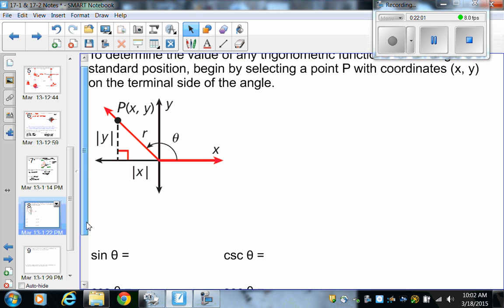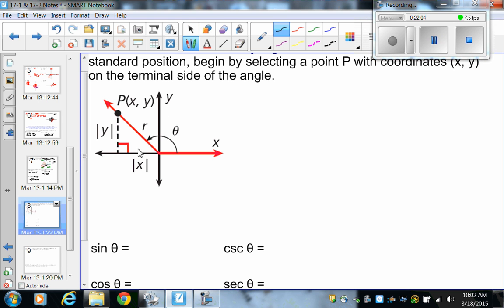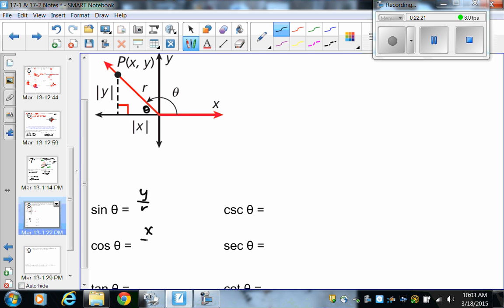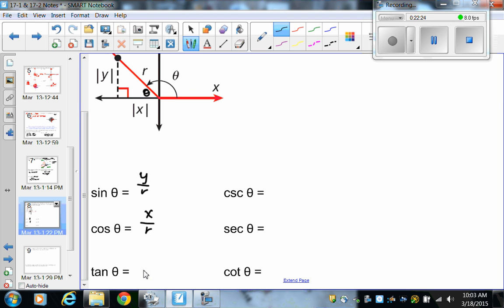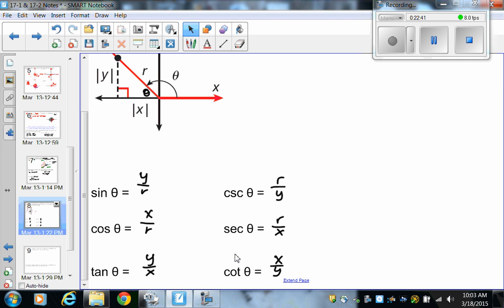So if I want to know the sine, then if we put theta here now and look at just this right triangle, the sine of theta is just going to be y over r. Cosine would be x over r. And tangent would be y over x. Then cosecant is just the reciprocal of sine. Secant is the reciprocal of cosine. And cotangent is the reciprocal of tangent. Now this will make more sense in just a second when we work an example.